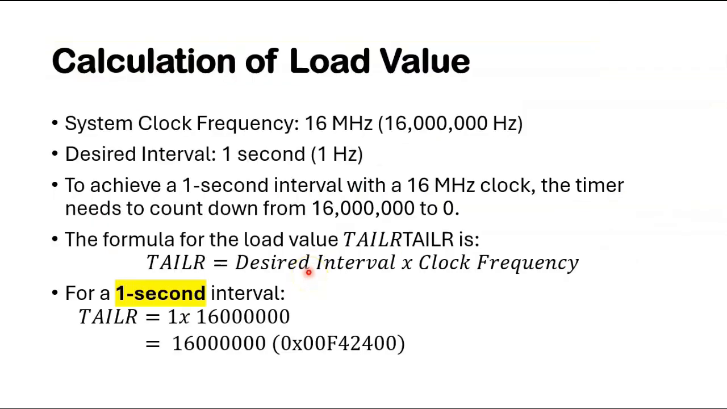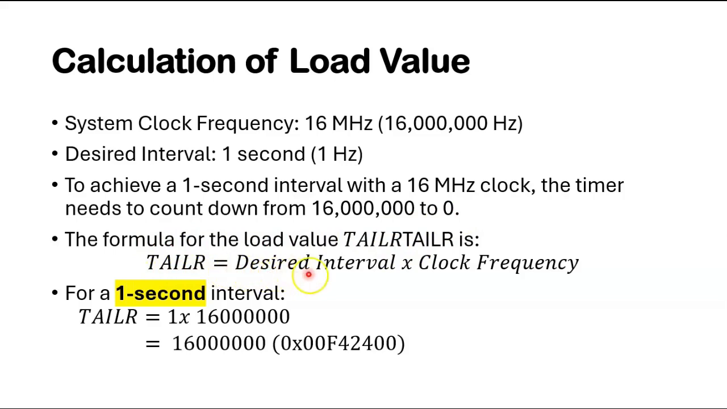Now let's take a look at how the load value is being derived. So we are going to assume the system clock frequency to be 16 megahertz. All right, and the design interval that I want is a 1 second interval, which is basically 1 hertz. Now, to achieve a 1 second interval with a 16 megahertz clock, the timer needs to count down from 16 million to 0.